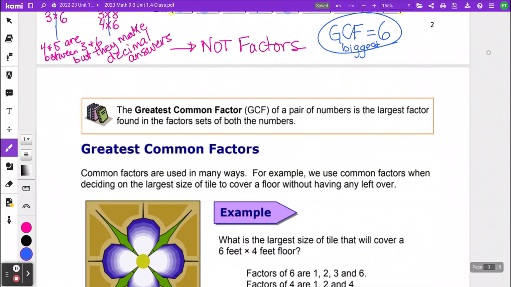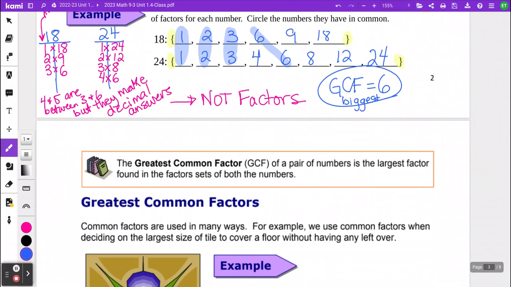Okay, next page. So once you've got that written down, we're going to actually talk about that greatest common factor. The greatest common factor of a pair of numbers is the largest found in the factor sets or the factor lists. We wrote both of our factor lists, and it's good to write them top and bottom of each other so that you can actually see the numbers like we just did. We found that we had the numbers 1, 2, and 3 that were the same, and a 6 the same. The biggest number is the one that we call the greatest common factor.